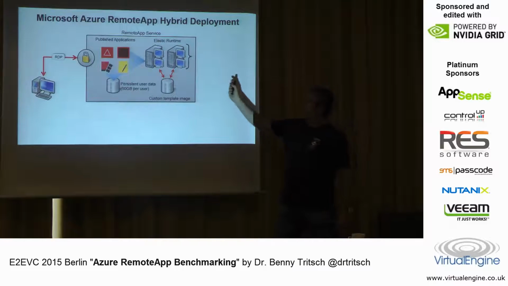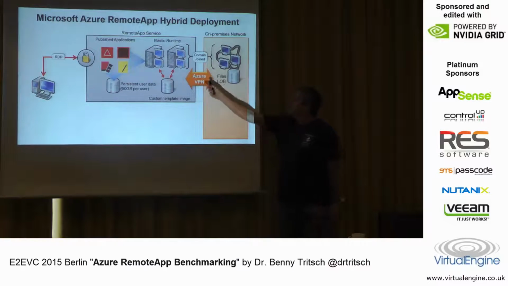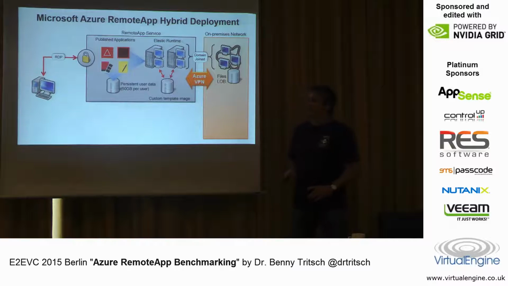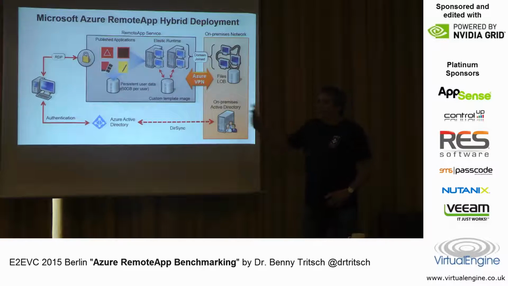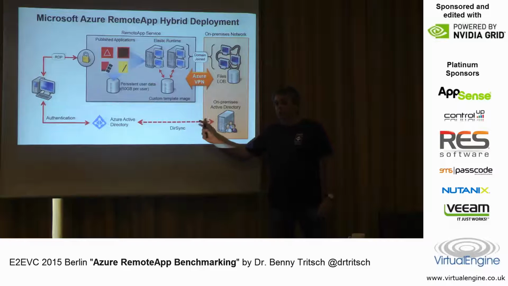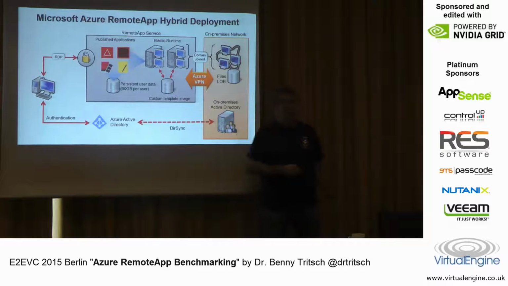Now, you still have the elastic runtime, you have a custom template image, and all of that is the same. But you also have an Azure VPN that connects you to your data center. So you can have all your data, all your databases, everything that you want, on-prem, and it's only connected through Azure VPN. You use your Active Directory as a must. DirSync is not an option. You must use DirSync because your Active Directory is in the lead. There is no Azure Active Directory involved in a hybrid deployment. So that is the difference. All of the rest stays the same.